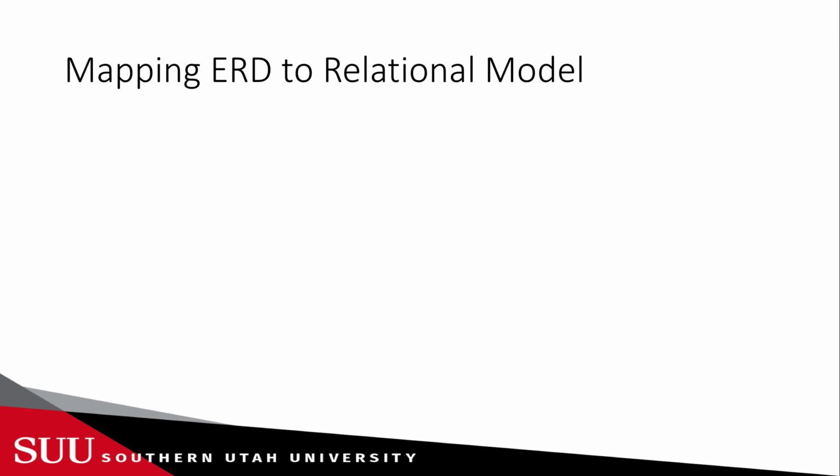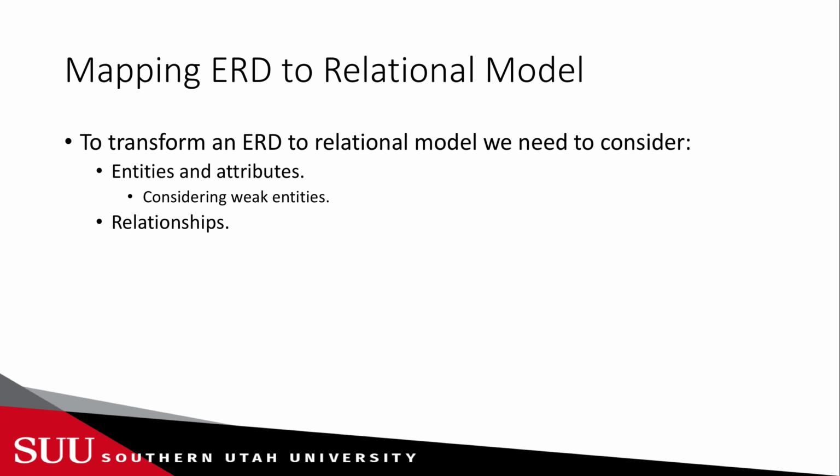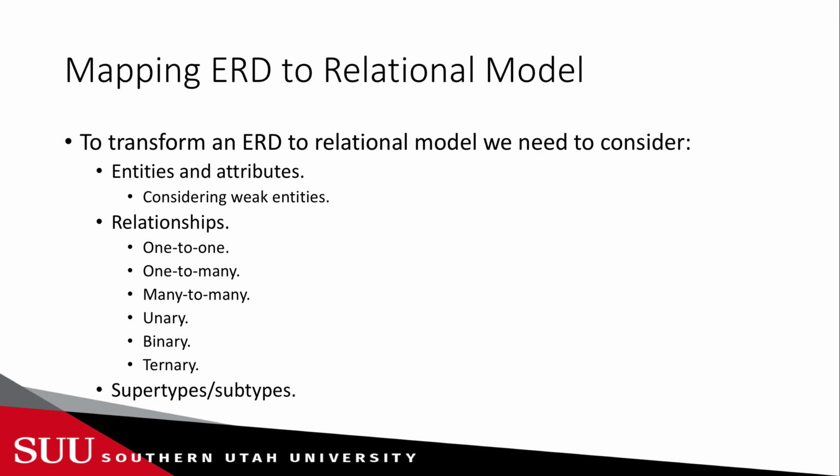Now we will talk about mapping ERDs to relational models, and we will talk about entities and attributes. These are the things that we need to consider. We will also be considering weak entities, and for relationships, we'll have different cases for one-to-one, one-to-many, and many-to-many. And then we will have some mapping for unary relationships, binary relationships, and ternary relationships as well. And finally, we will see how we can map supertypes and subtypes.